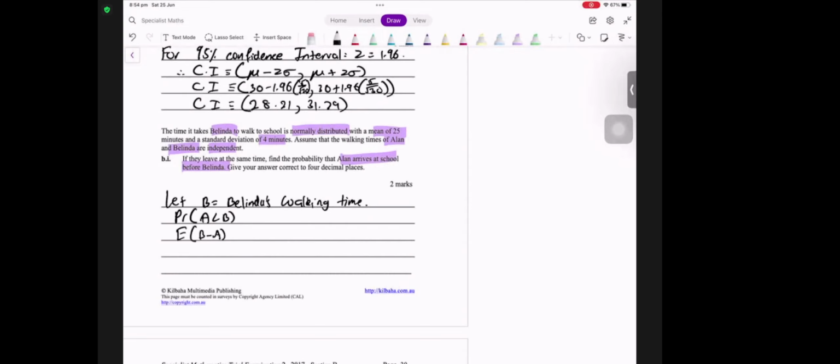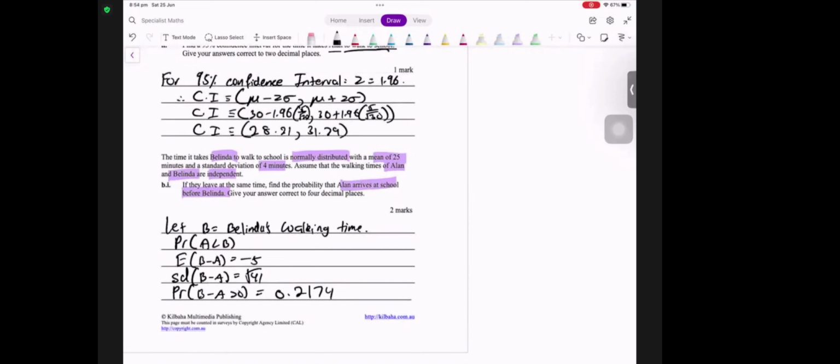B minus A. So I got the expected value, which is -5, and then the standard deviation of B minus A, which is root 41. So now we look at the probability that B minus A is more than 0, and you should get 0.2174. That shouldn't be too bad. Okay.